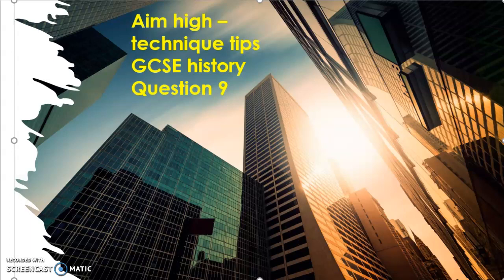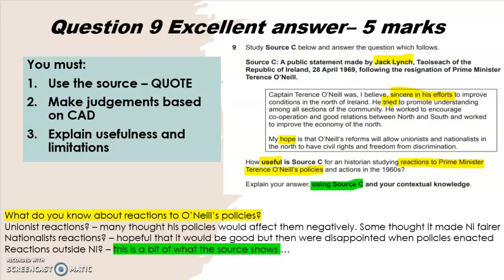These are the technique tips for Northern Ireland question 9, the how useful question. You can see that this is worth 5 marks. There are so many things that are important for you to be able to achieve 5 marks in your answer. You must quote from the source. That shows that you have used the source and the content of the source in your answer.